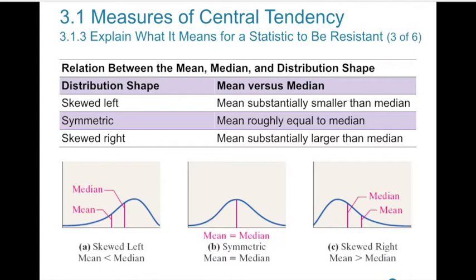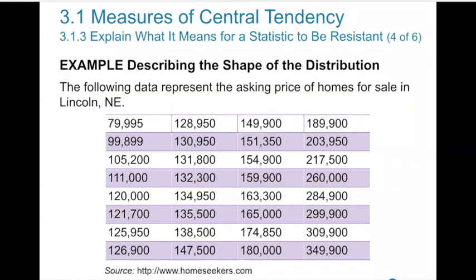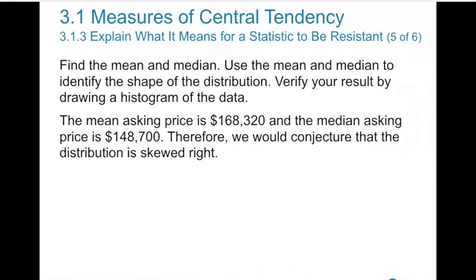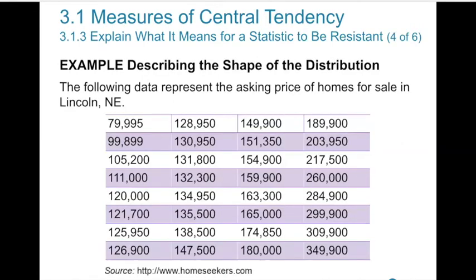So if I had a set of data and I gave you the mean and the median, you should be able to tell me what the shape of that distribution is. So this is just a set of data. It's the prices of homes that are for sale in Lincoln, Nebraska. If we were to find the mean and the median, we see that the mean is $168,320, but the median is $148,700. So go ahead and calculate the mean and the median for this whole set of information, that's what we have.